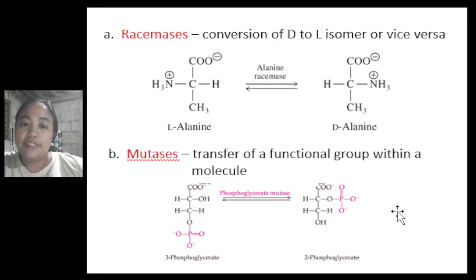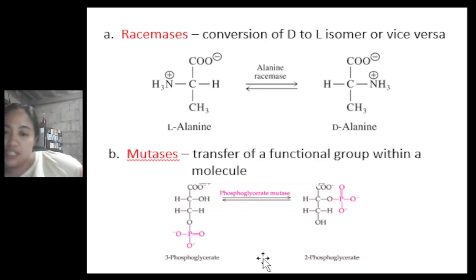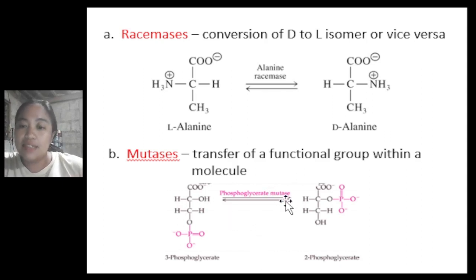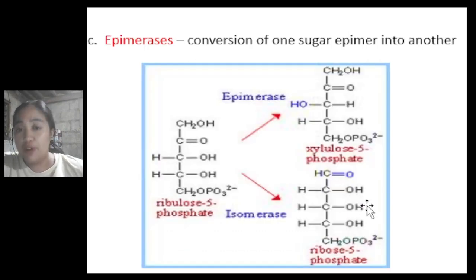So we have different types of isomerases. One is racemases. So this converts from D to L isomer or vice versa. Also mutases, transfer of a functional group within a molecule. So you can see there, the phosphate group is at the bottom part. However, using this mutase enzyme, it transfers from the bottom to its side. We also have epimerases. This is the conversion of one sugar epimer into another.